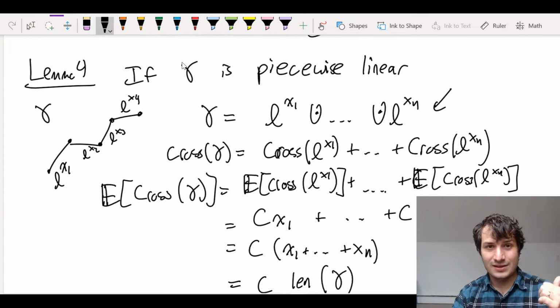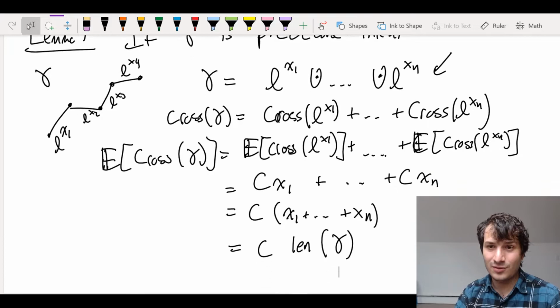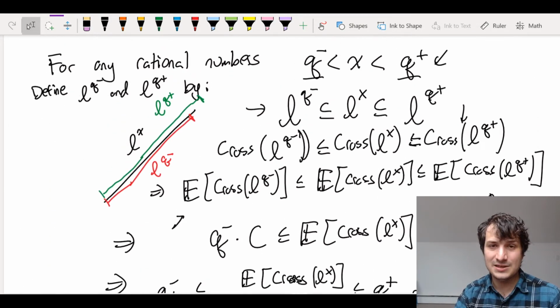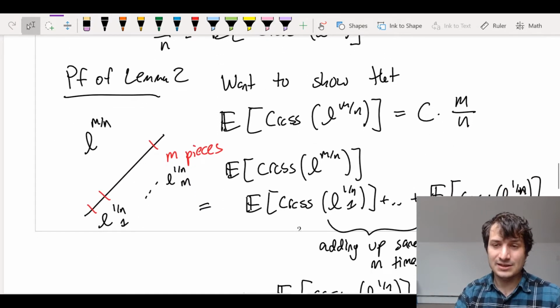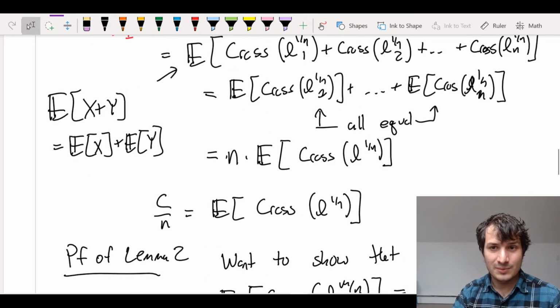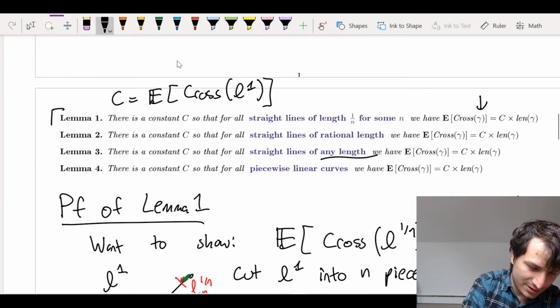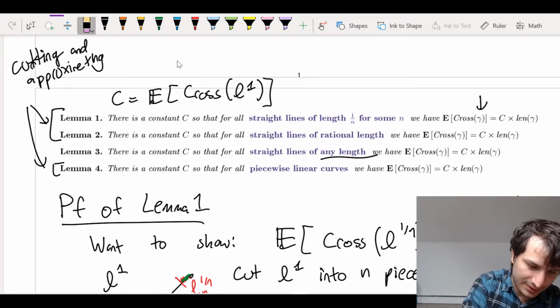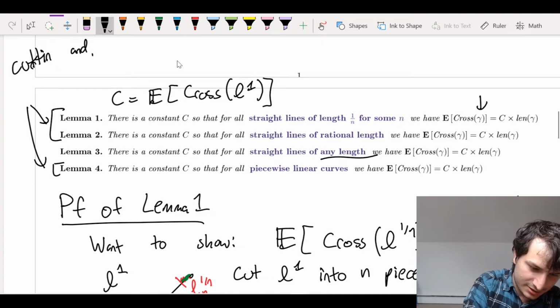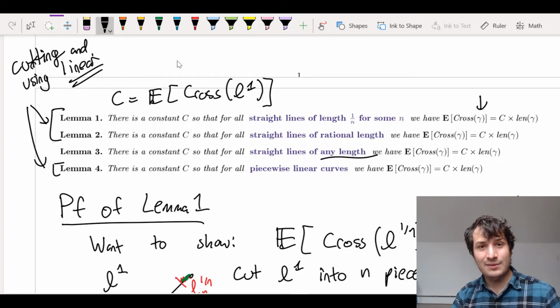Okay, so let's recap what we've done so far. Lemma 1, lemma 2, and lemma 4, we're all just cutting the things into pieces. So lemma 4 we just did, we cut it into pieces. Lemma 1, we cut it into n pieces. Lemma 2, we cut it into m pieces. So cutting the pieces and using linearity. Maybe I'll add a little note. Lemma 1, 2, and lemma 4, these were cutting and using linear. That's how we did lemma 1, 2, and 4.